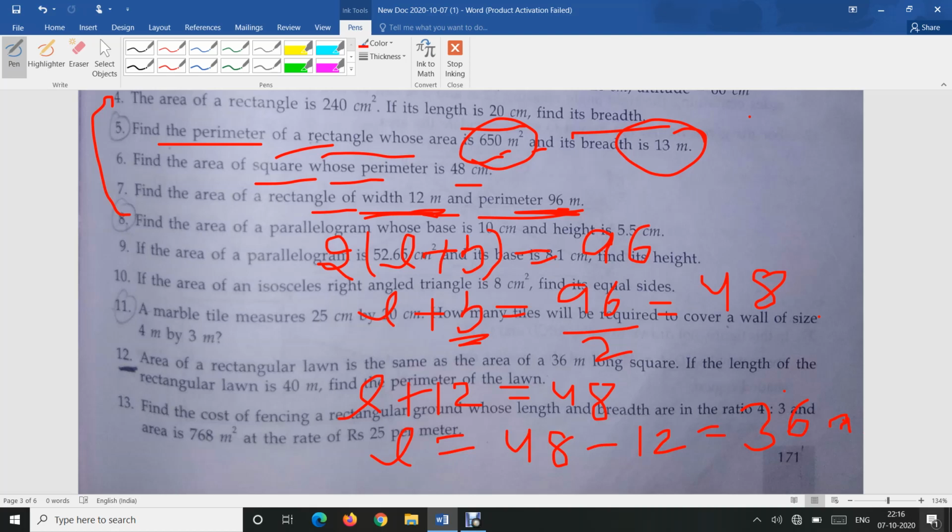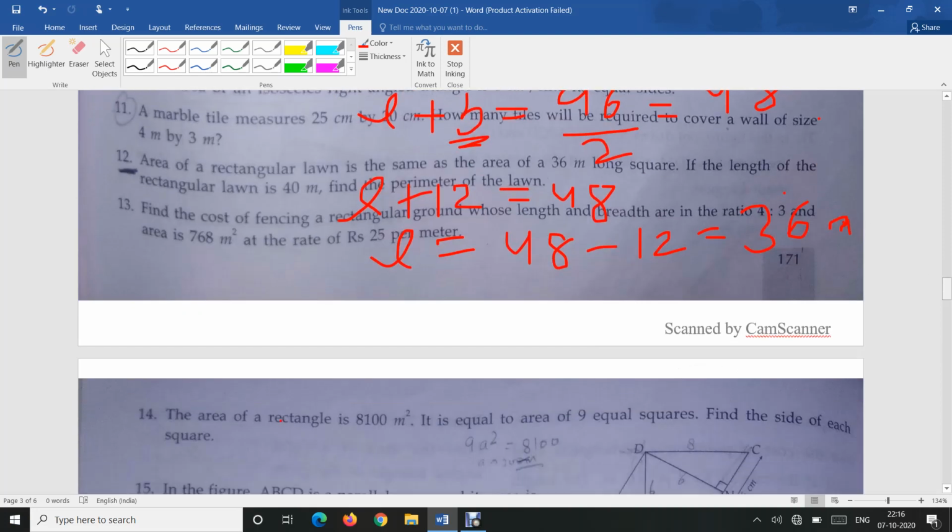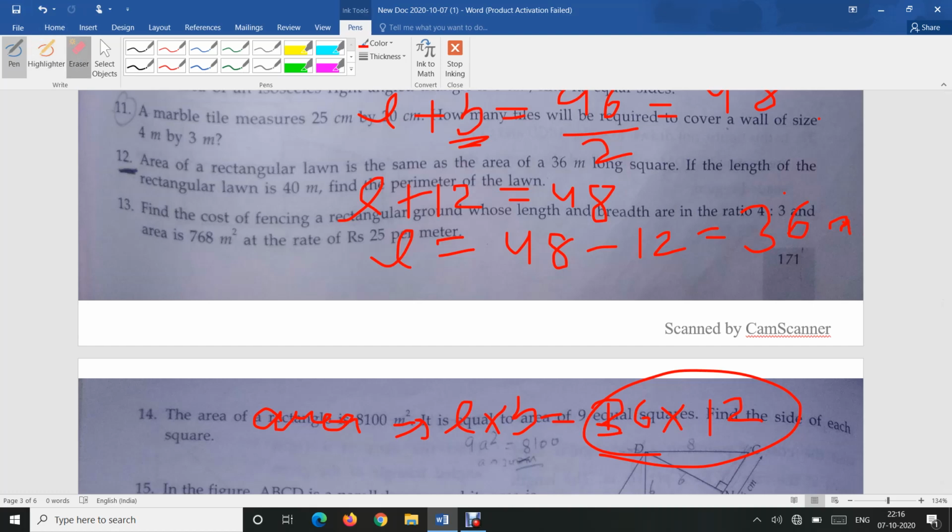Now you have to find out the area of rectangle. Area of rectangle is length into breadth. Length is 36 and breadth is 12. So by multiplying 36 and 12, you will get the area of rectangle. You can do this question in this way.